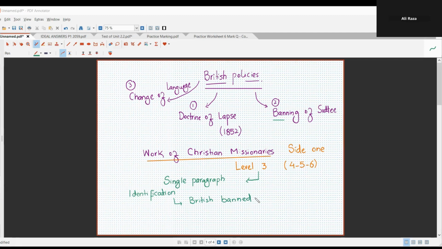Now, can anyone tell what the examiner expects? Now we have the attention of the examiner. We are talking about banning of a custom, that is sati. Now the examiner expects you to come up with the idea कि सती क्या था. तो what is सती? हम कहते हैं it was a Hindu tradition. कोई बता सकता है क्या था सती? किसी को पता है?